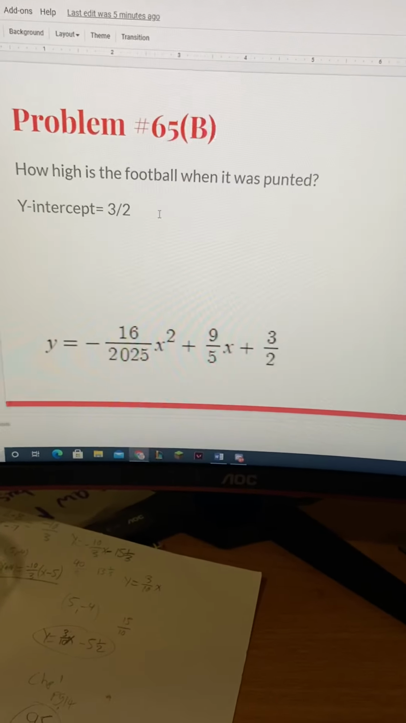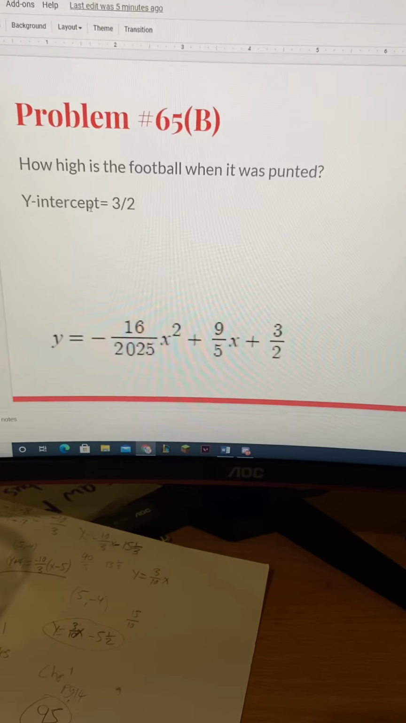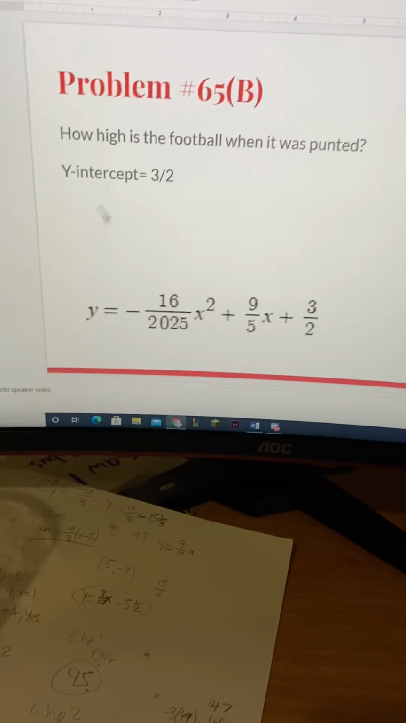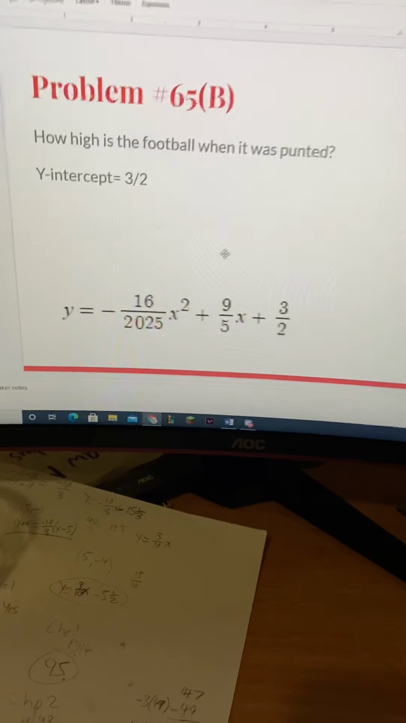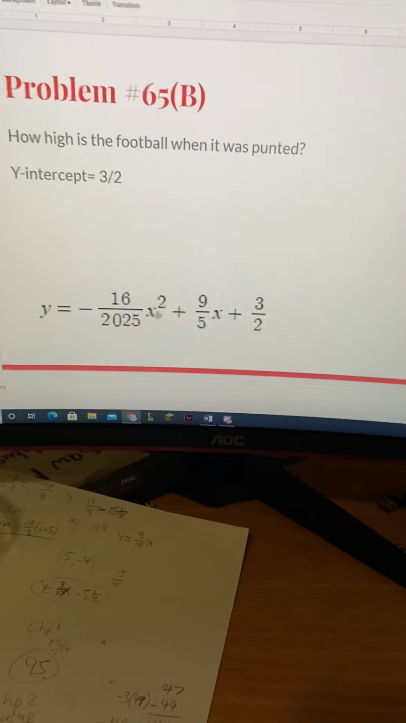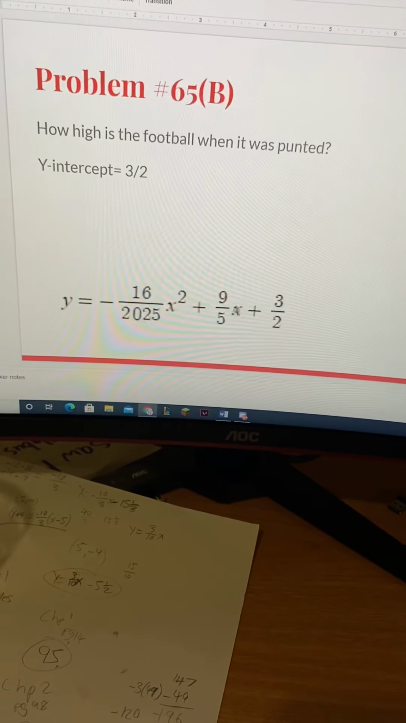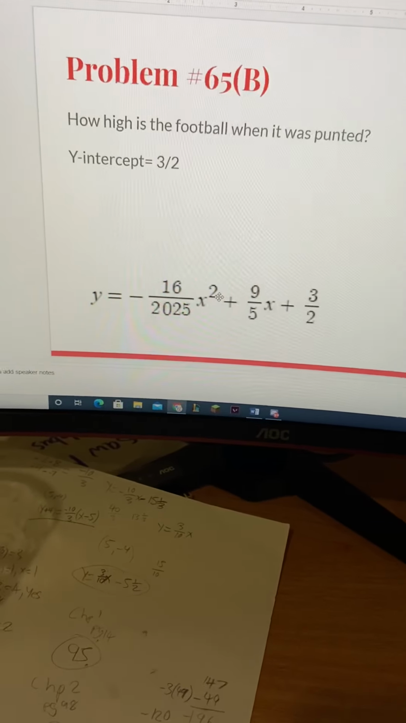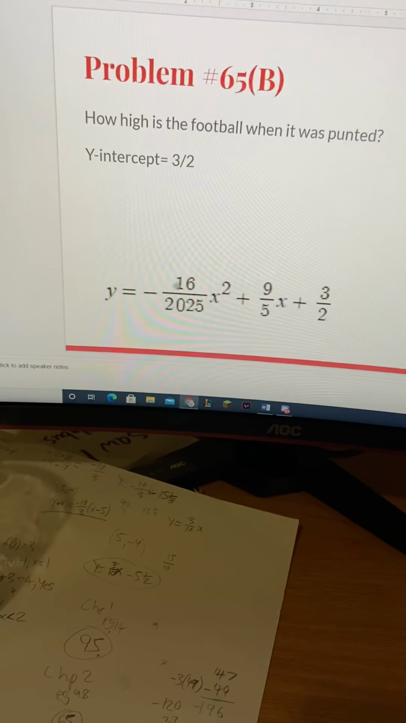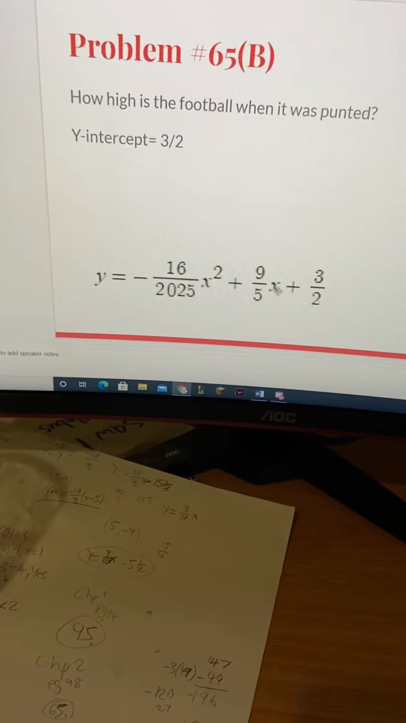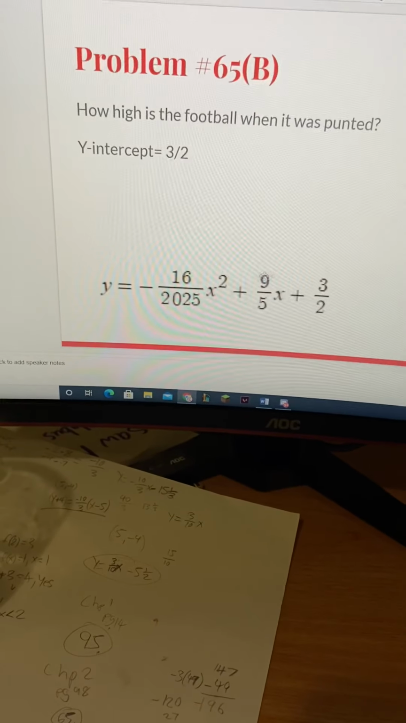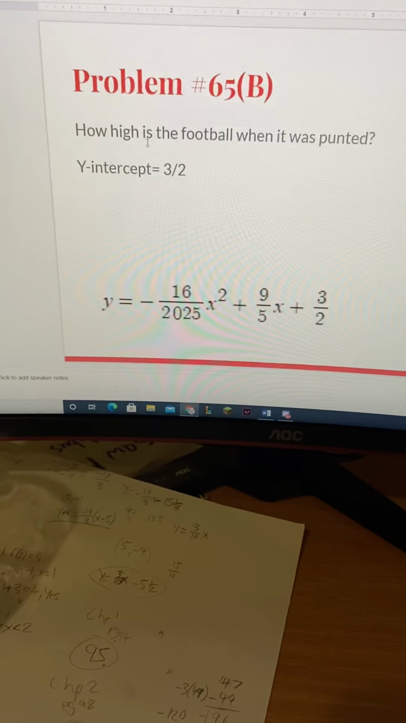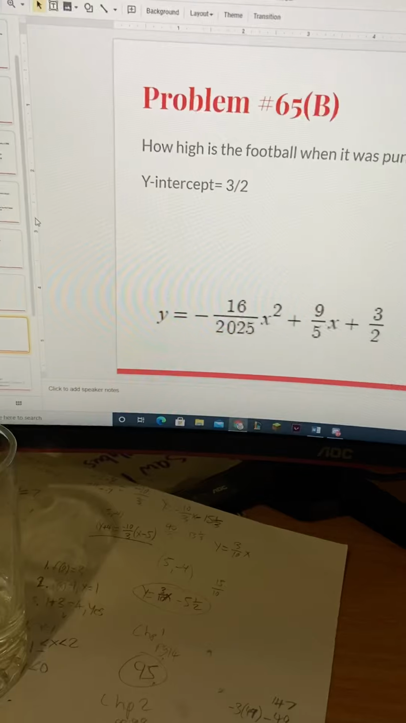How high is the football when it is punted? The y-intercept. We have to find the y-intercept for this problem. So the starting point, or y-intercept, we get this by when x equals 0. So if we plug in 0 for these two variables, 0 times 0 is 0, 0 times 16 over 2025 is 0, 0 times 9 over 5 is 0, which leaves us with 3 over 2, which is our y-intercept and how high the football was when it was punted.